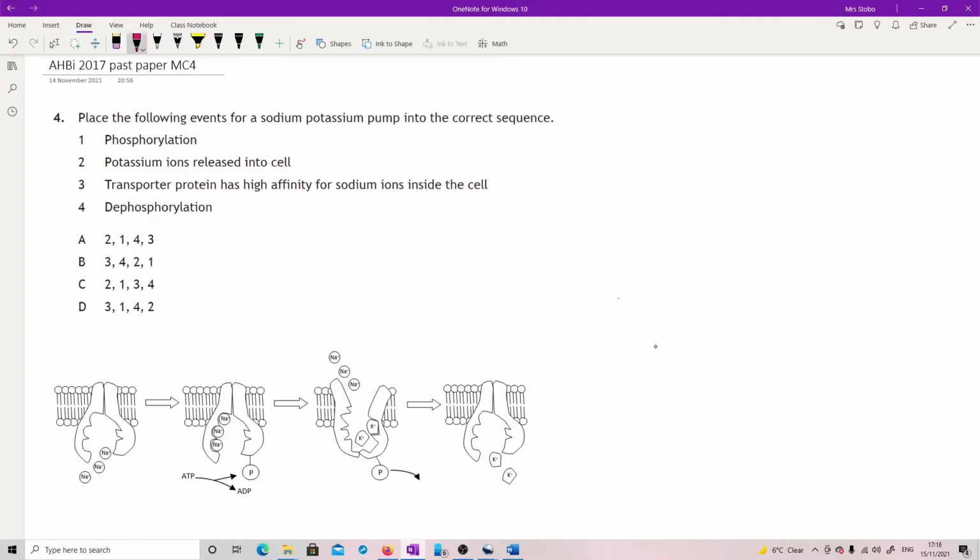Okay, question 4. Okay, so for this I went and pulled a picture of the sodium potassium pump because you just need to know this really well. Okay, so placing the following events for a sodium potassium pump in the correct sequence.